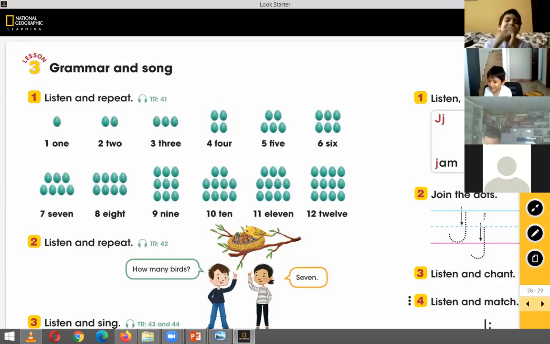Faster. Más rápido. Bueno, vale. 1, 2, 3, 4, 5, 6, 7, 8, 9, 10. 11, 12, 11, 12. Faster. 1, 2, 3, 4, 5, 6, 7, 8, 9, 10. 11, 12, 11, 12.